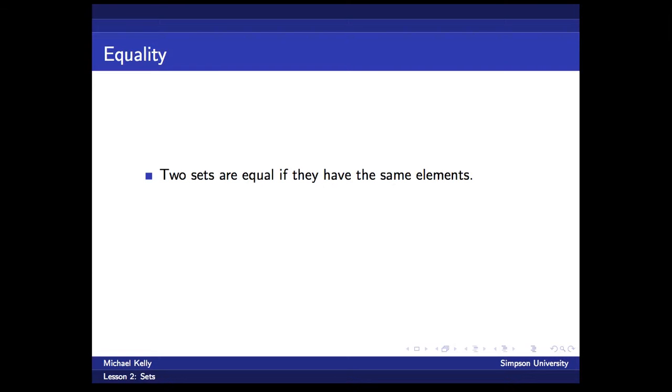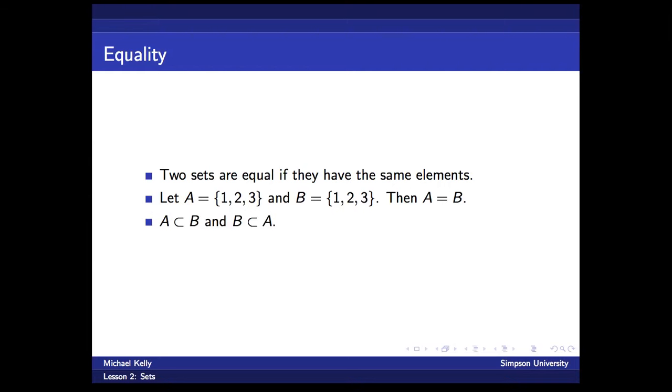We say two sets are equal if they have the same elements. So if A is the set 1, 2, 3, and B is also the set 1, 2, 3, then we say that A equals B. Another property of equality is double containment. If A is contained in B and B is contained in A, then A and B are equal, and vice versa. Every element of A is also in B, and every element of B is also in A, so they must have the same elements, and therefore they're equal. Vice versa, if they're equal, then all the elements of A are also elements of B, and all the elements of B are also elements of A.